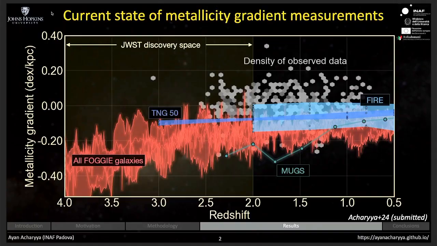All right, anyway, as I was saying, this is our current state of the understanding of evolution of metallicity gradients, observations, and the hex bins. Several state-of-the-art simulations in the various colored patches, including the FOGGIE simulations in the pink shaded region. Two big takeaways, which you have already by now.